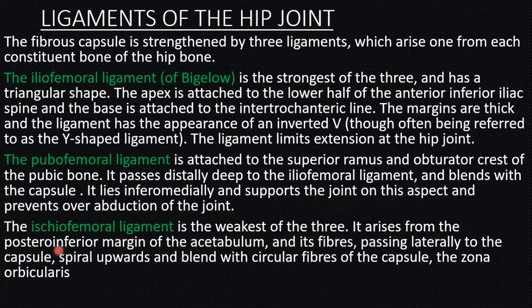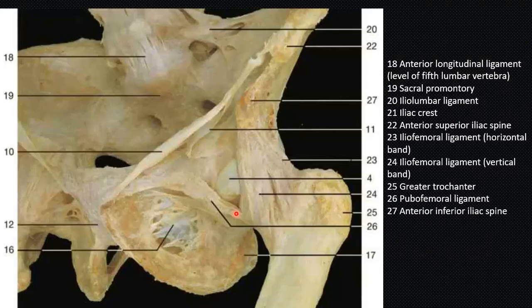Arises from the posterior inferior margin of the acetabulum, and its fibers pass laterally to the capsule. They usually spiral upwards and blend with the zona orbicularis of the capsule. Okay, let me show you that in the diagram.